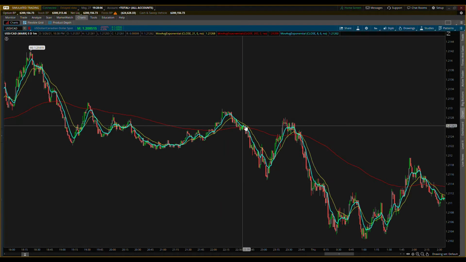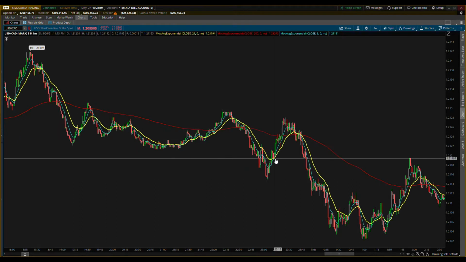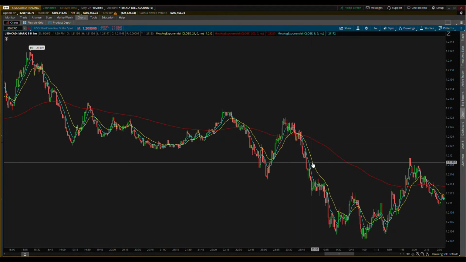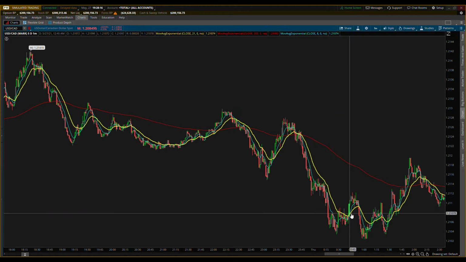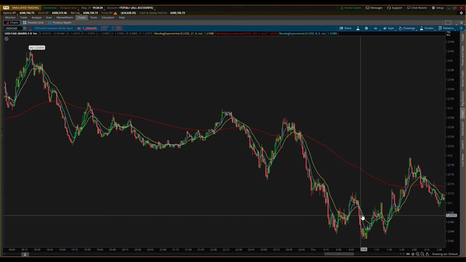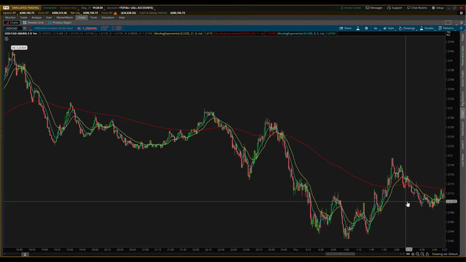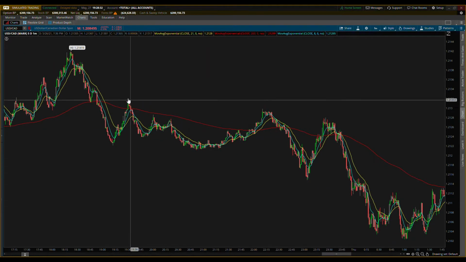When they are all matching each other, right here you would sell, right here you would take profit. They're matching to the downside, right here you would sell, right here you would take profit. But then it starts to get real choppy, such as right here you would sell, right here you would take profit, right here you would sell, right here you would probably take a loss, and so on and so forth.